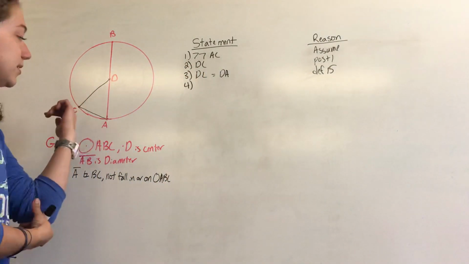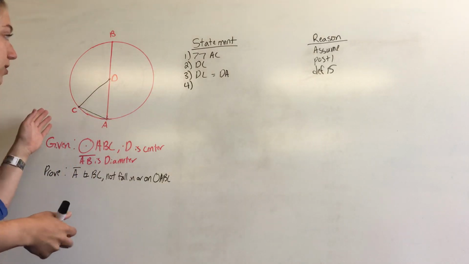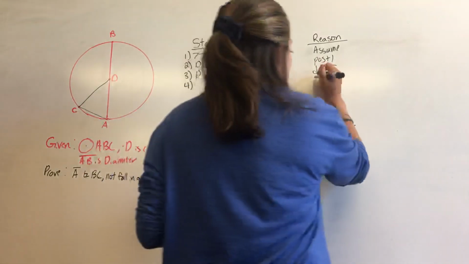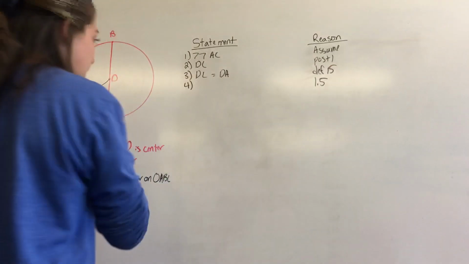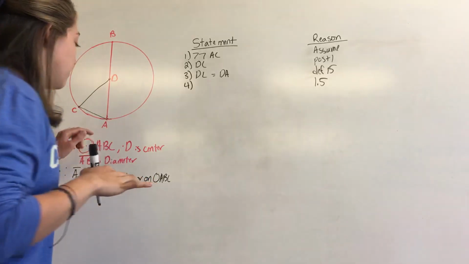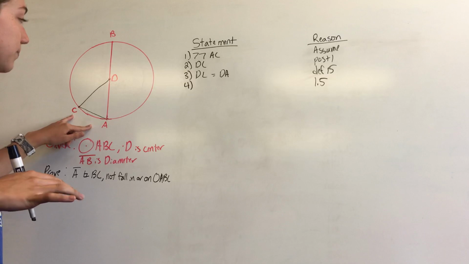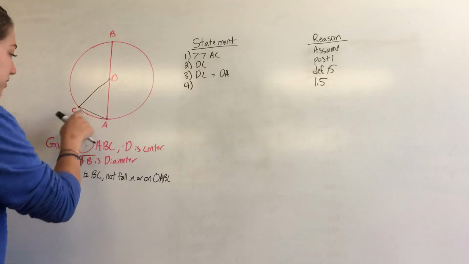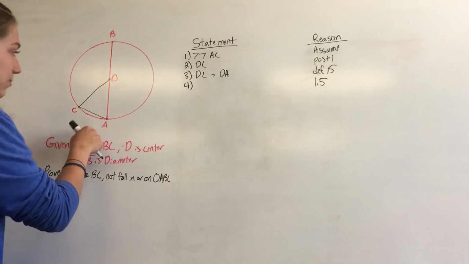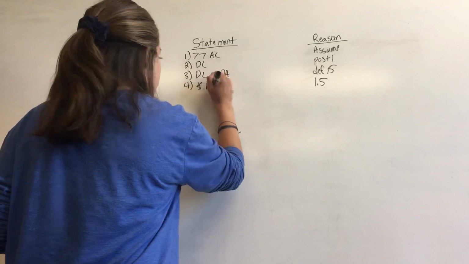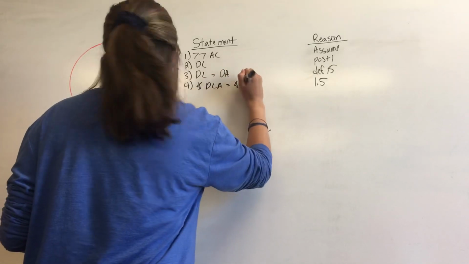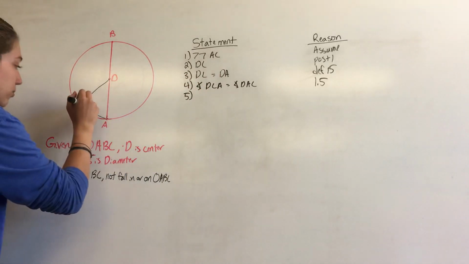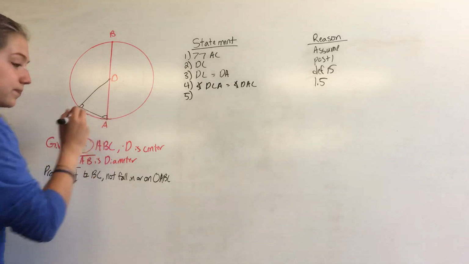And since we know that DC and DA are equal, we know this is an isosceles triangle. And proposition 5 says that in any isosceles triangle, the angles at the base are equal. So angle DCA and angle DAC are the angles at the base, and those are equal. So now we know that these angles are equal.